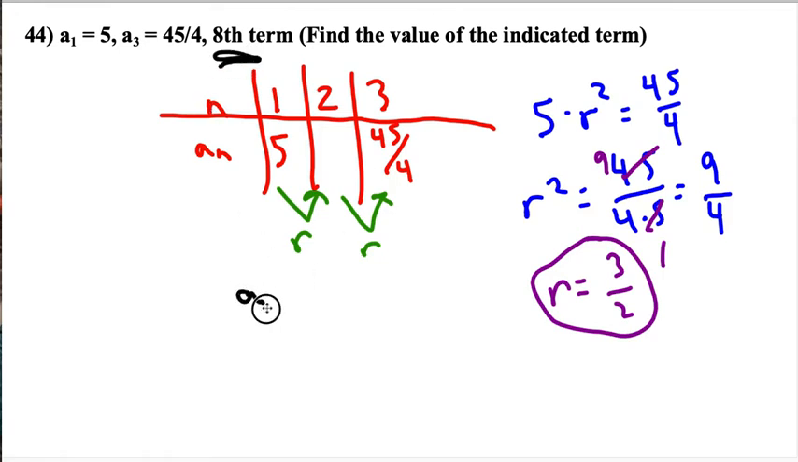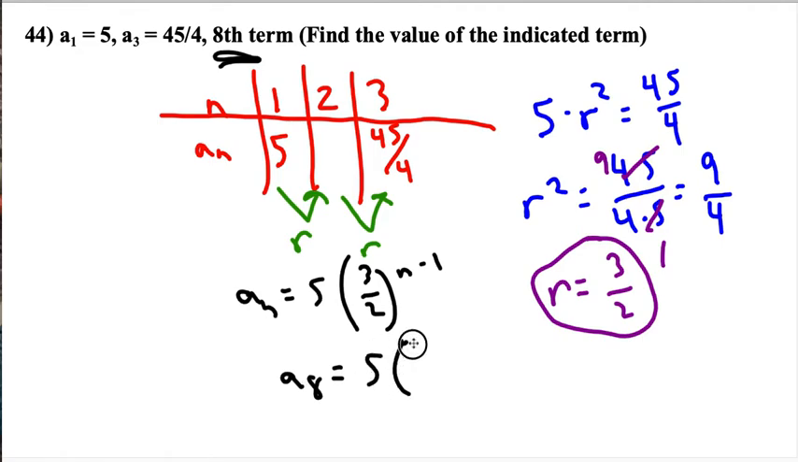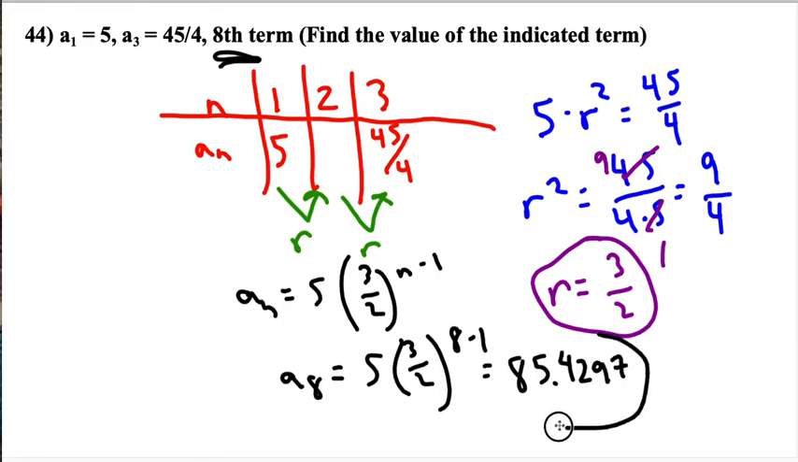So what you need to do is write a sub n, and we knew that this was 5 times, well now we know that this is 3/2, still to the n minus 1. If I want the 8th term, a sub 8, it's 5 times 3/2 to the 8 minus 1, which is 5 times 3/2 to the 7th. What is that? Well, here's where the fun begins. You ready? 85.4297 is what I got. You probably don't need to go that many decimal places, but hey, didn't hurt, did it?